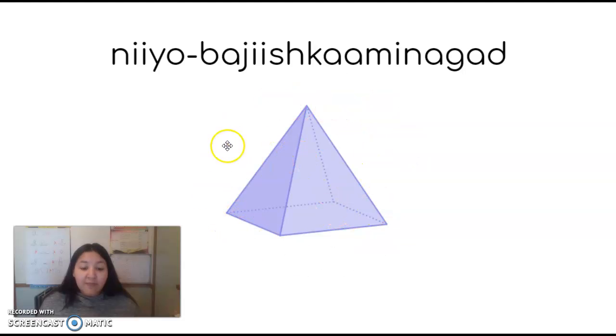Neobajishka minagad gwiwabanani yu. If you see this is what our neobajishka looks like. Or you can say this is our 4-sided pyramid. 4-sided pyramid, magajargo, neobajishka minagad.